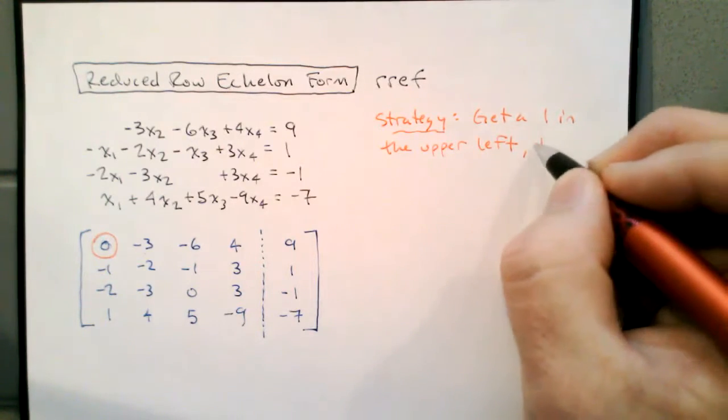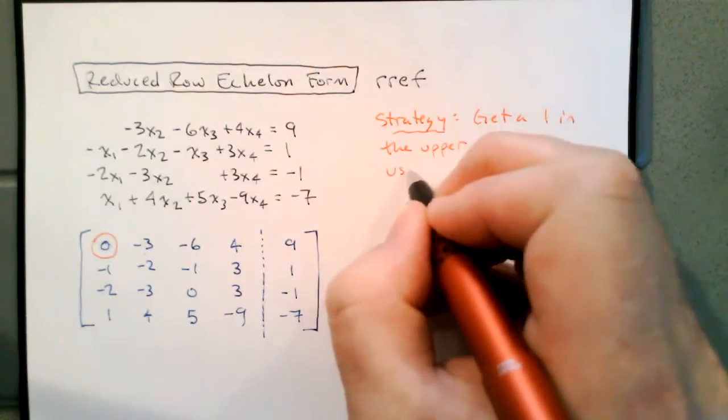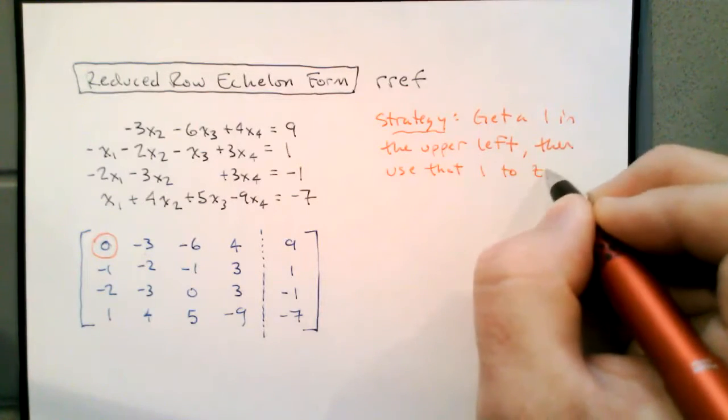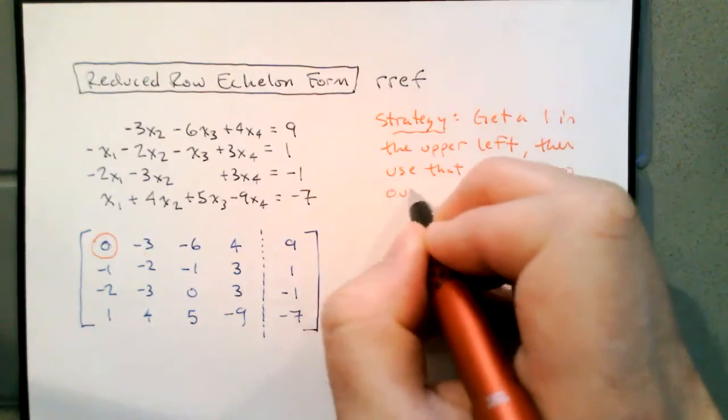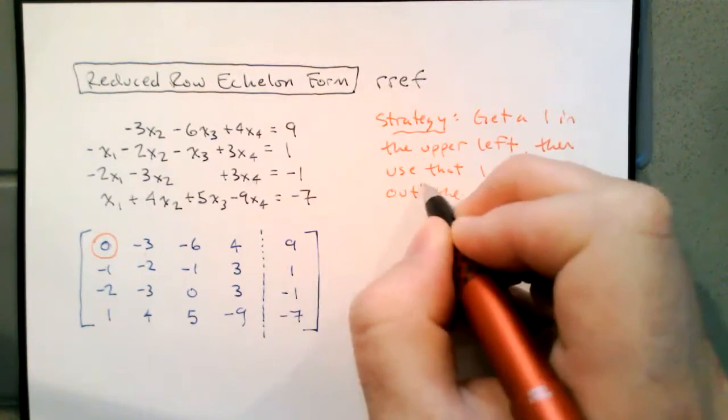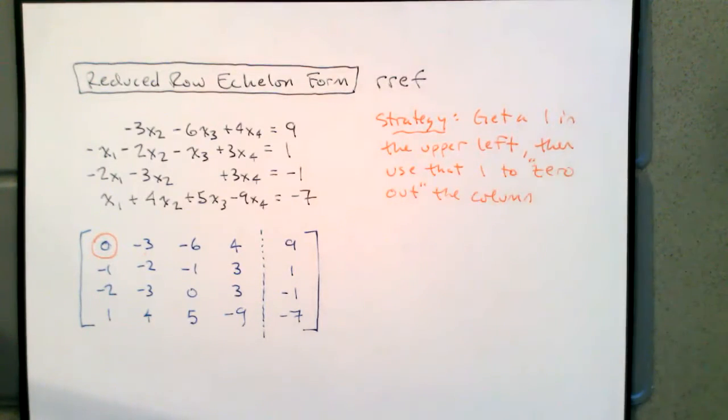And then use that 1 to zero out the column. This is just me using local vernacular: zero out the column. I'm going to get a 1 in the first row, and I'm going to use that 1 to zero out the rest of that x1 column. I'm going to eliminate x1 from the rest of the system.